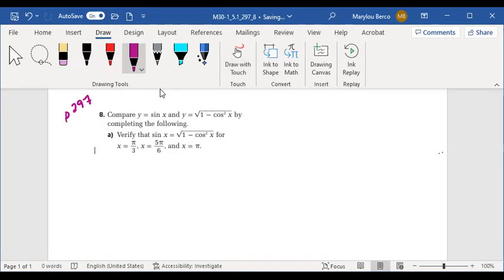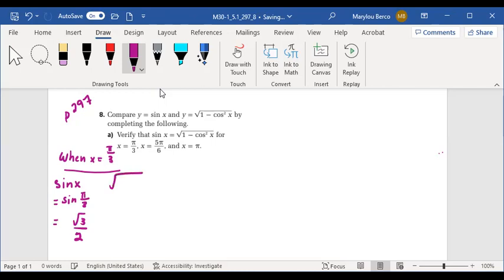Okay, well, first we're going to take a look at when x equals pi over 3. Okay, so what we have is sine x equals sine pi over 3, which is equal to root 3 over 2.